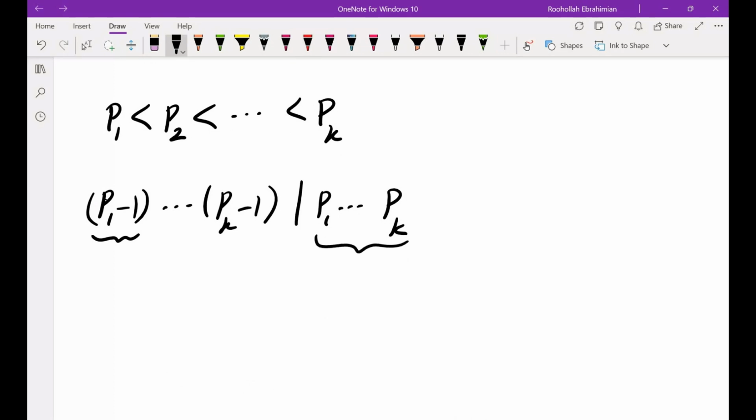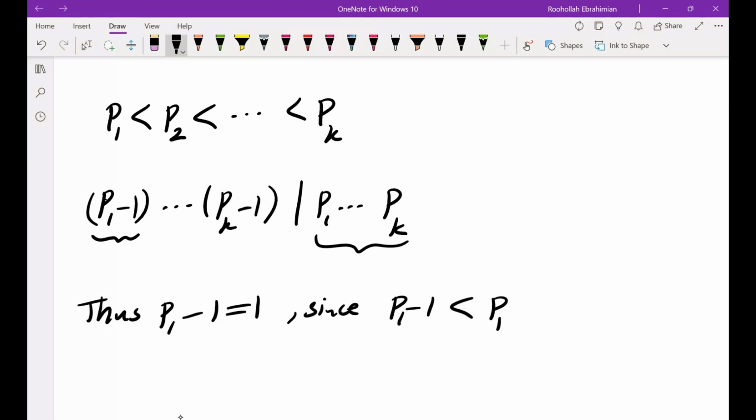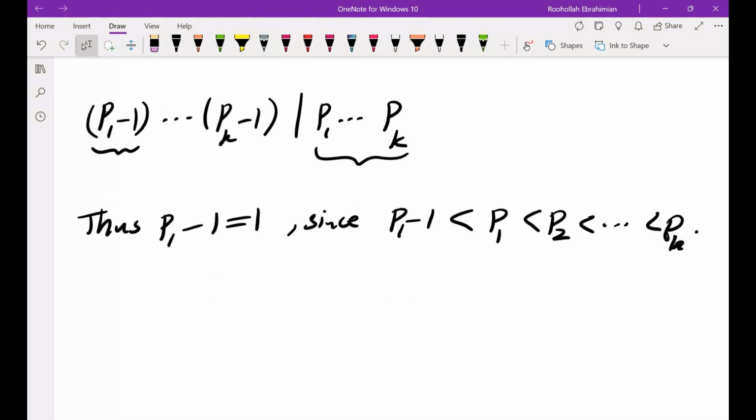So that means p1 minus 1 cannot divide any of the primes unless it is 1, because the only number that is less than a prime dividing it would be 1. So this means p1 minus 1 must be 1, since p1 minus 1 is less than p1, less than p2, less than pk. So the only number that divides the product of p1 through pk is in fact 1. And that is less than p1. So that means the first number must be 2.